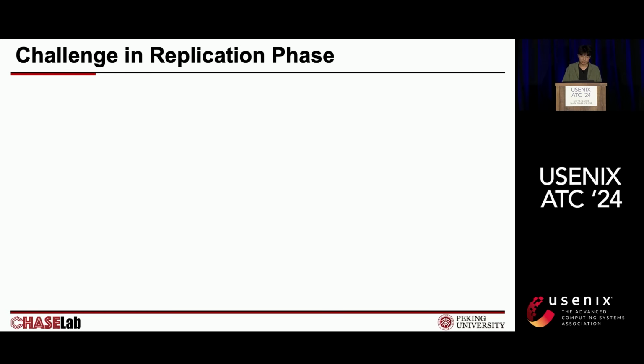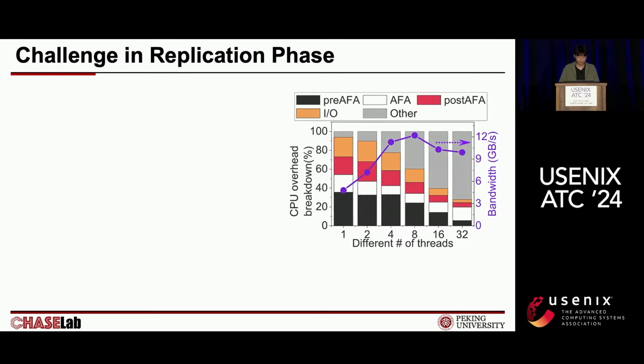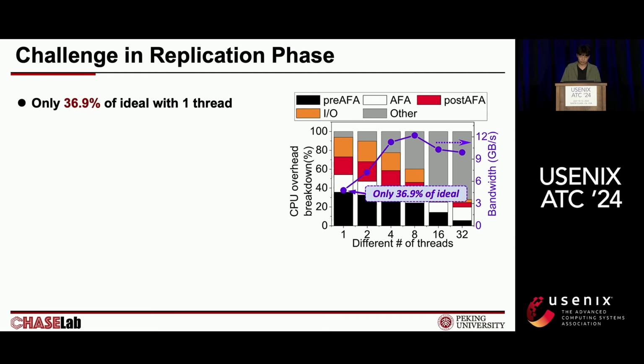So, can existing two-phase write AFA adopt high-performance SSDs? We conduct an evaluation on FusionRAID, one of the state-of-the-art works, with 4+1 Samsung 980 Pro SSDs constructed as RAID 5. Unfortunately, it's still the bottleneck. The right figure shows the sequential write throughput and the CPU overhead breakdown with different numbers of I/O threads in the replication phase. FusionRAID achieved only 37% of ideal performance with one thread.